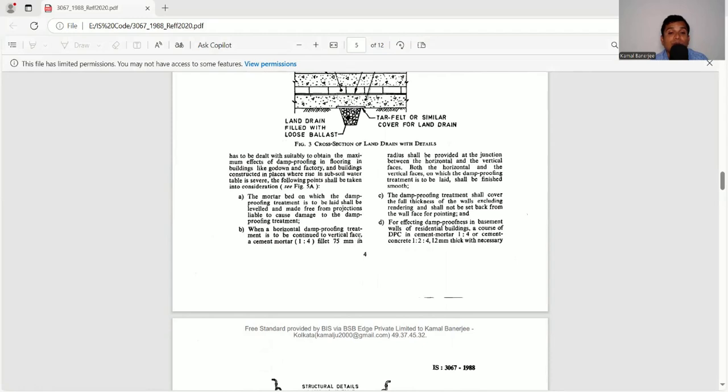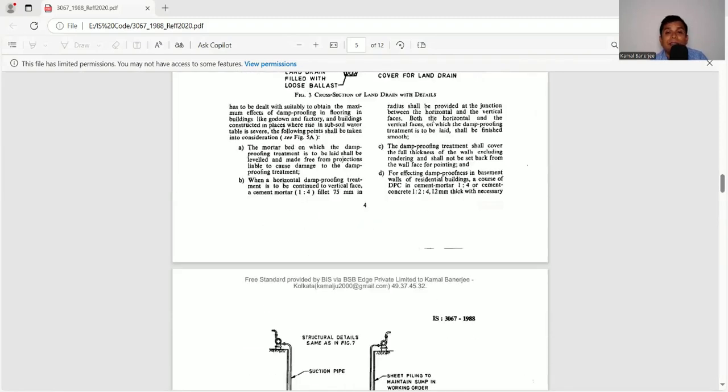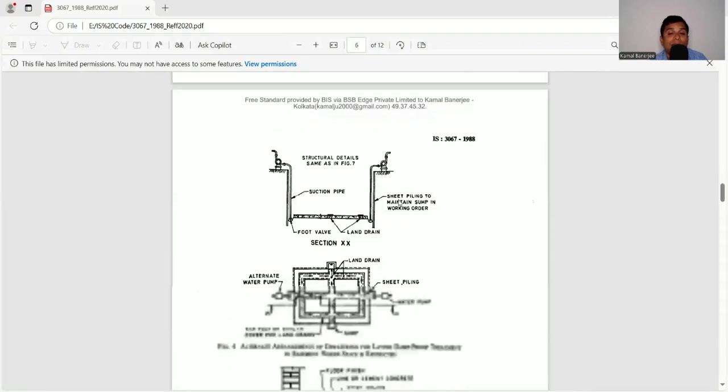Then when a horizontal damp proofing treatment is to be continued to the vertical face, a cement mortar fillet 1:4, 75 mm in radius, shall be provided at the junction between the horizontal and the vertical faces. This is the horizontal and vertical face joint, that is why the cement concrete fillet is given. Both the horizontal and the vertical faces on which the damp proofing treatment is to be laid shall be finished smooth. Then the damp proofing treatment shall cover the full thickness of the wall excluding rendering and shall not be set back from the wall face or for the pointing.